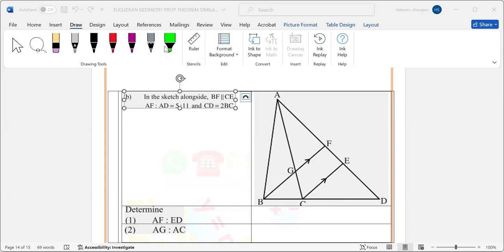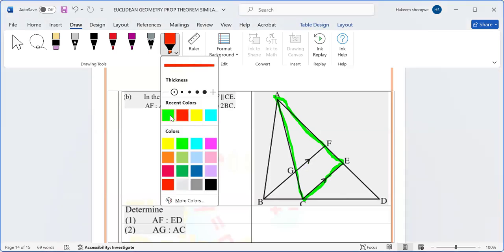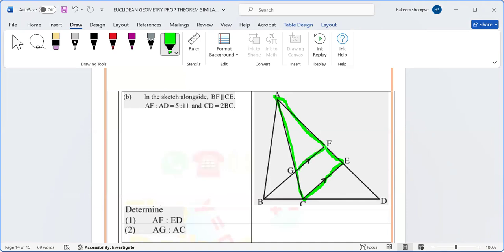So the triangle number one that we saw here, we identify triangle ACE. You see the triangle ACE, this one. So this is the first triangle that we see here. And then we can highlight it. We are going to highlight what we need. So we need this one.